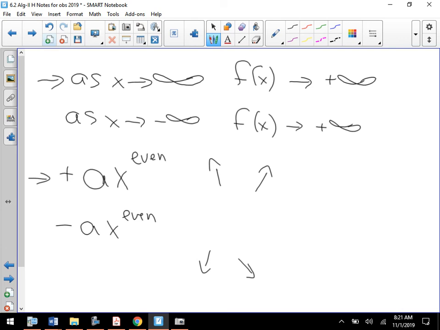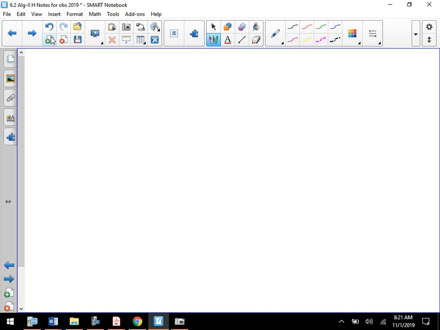Knowing what you're doing dance-wise. Okay? The way I look at it, I know it's stupid, but the way I look at it is I'm always thinking of it as I'm going from left to right of my graph. If this is A is negative, your exponent is even, it's down, down. Always. Okay? Now, same idea.